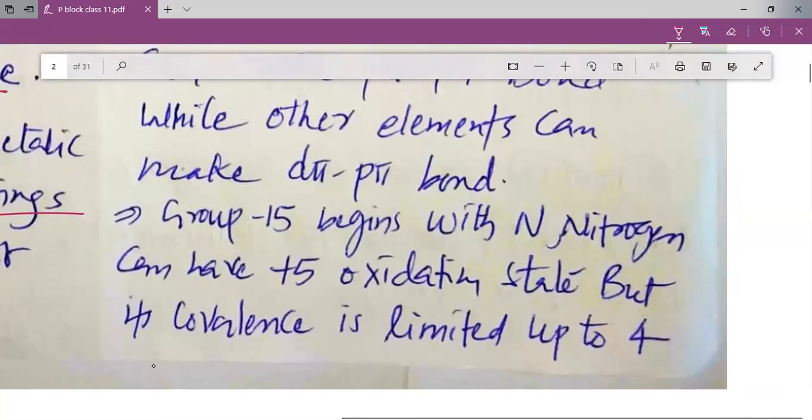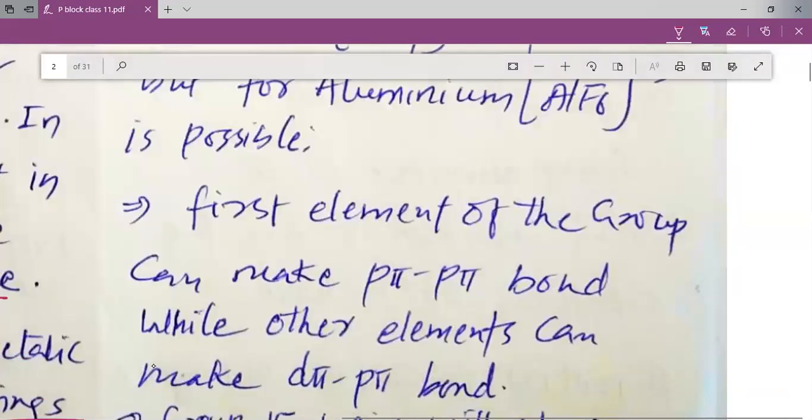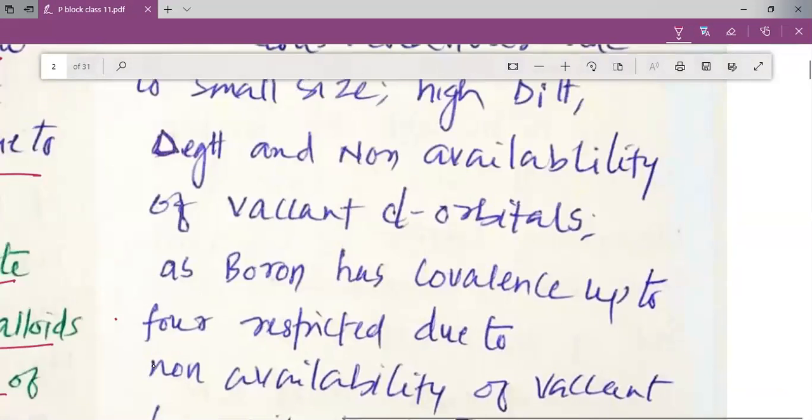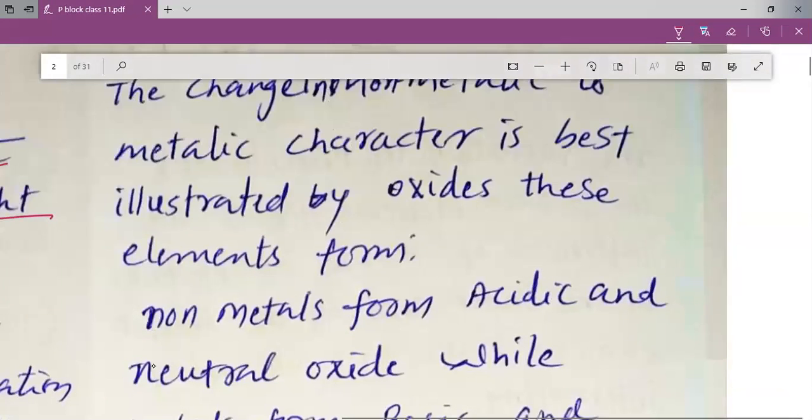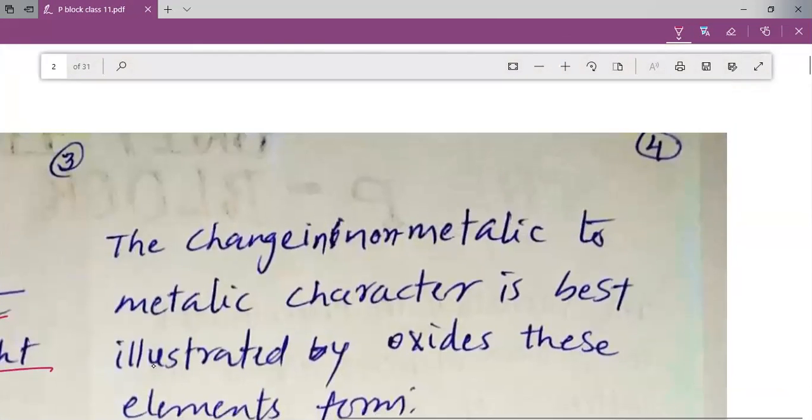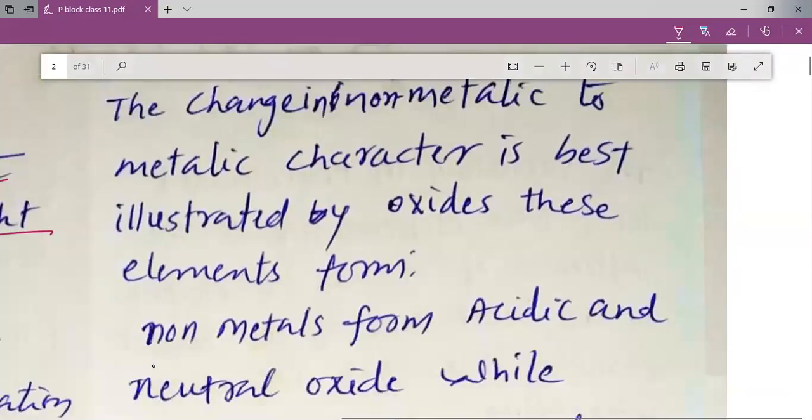changes from non-metal to metal, and sometimes metalloids or semiconductors are even present in these groups, and that is why there is a lot of variation that we can observe when we study the p block elements and their groups collectively.